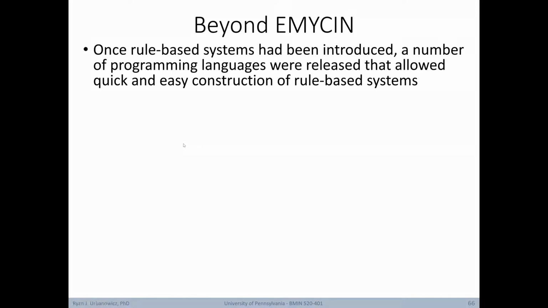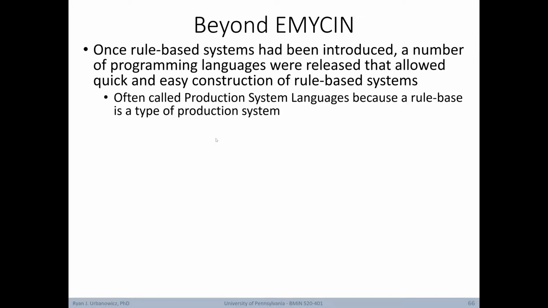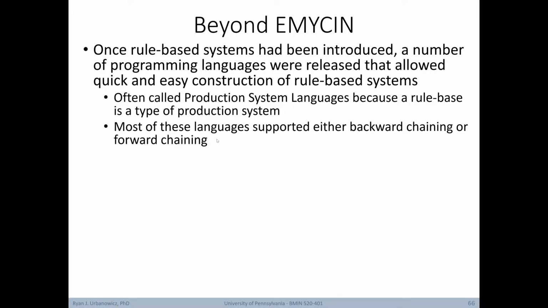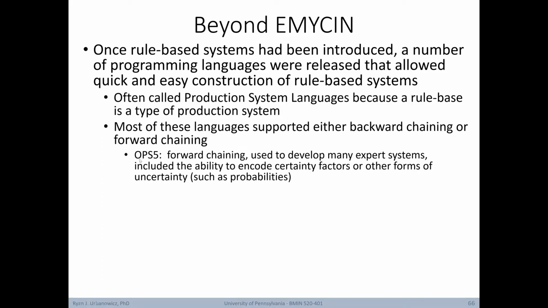Now that rule-based systems had been introduced, a number of other programming languages were released that allowed quick and easy construction of rule-based systems. These were often called production system languages because a rule base is a type of production system. Most of these languages supported either backwards chaining or forwards chaining. For example, the language OPS5 uses forwards chaining and was used to develop many expert systems and included the ability to encode certainty factors or other forms of uncertainty such as probabilities.